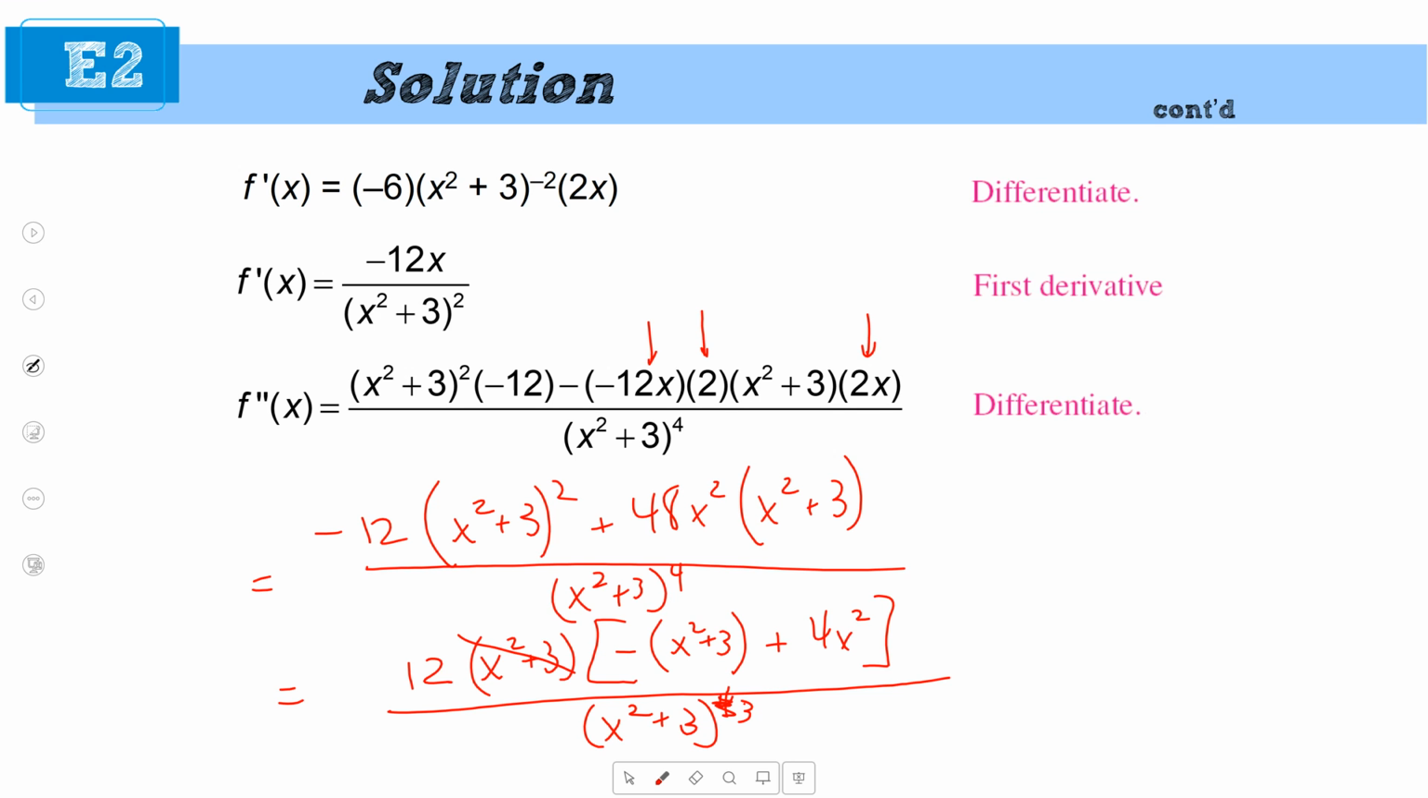And then I would simplify this stuff in the brackets, which would give me a 3x squared minus 3. Which would give me 3x squared minus 3 would be x squared minus 1 times 36 all over x squared plus 3 to the third power. And after all that garbage, it simplifies into that nice little thingamajobber.